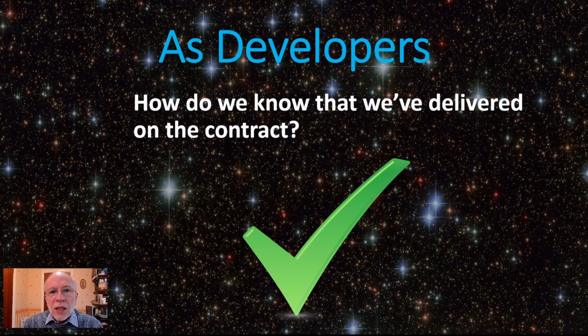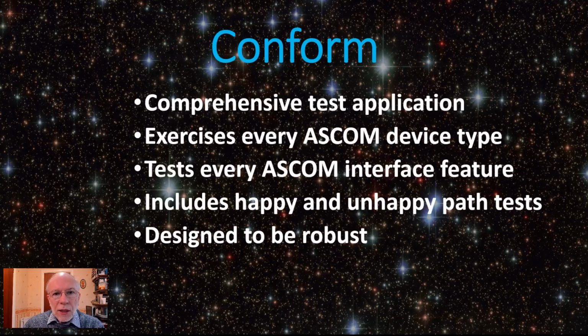So as developers, how do we know when we've delivered on the contract? That's a question which we all have to answer at some point. Unit tests are great, all sorts of internal testing is good, but it's also helpful to have an external standard against which we can test the products that we create. This is where Conform came in.